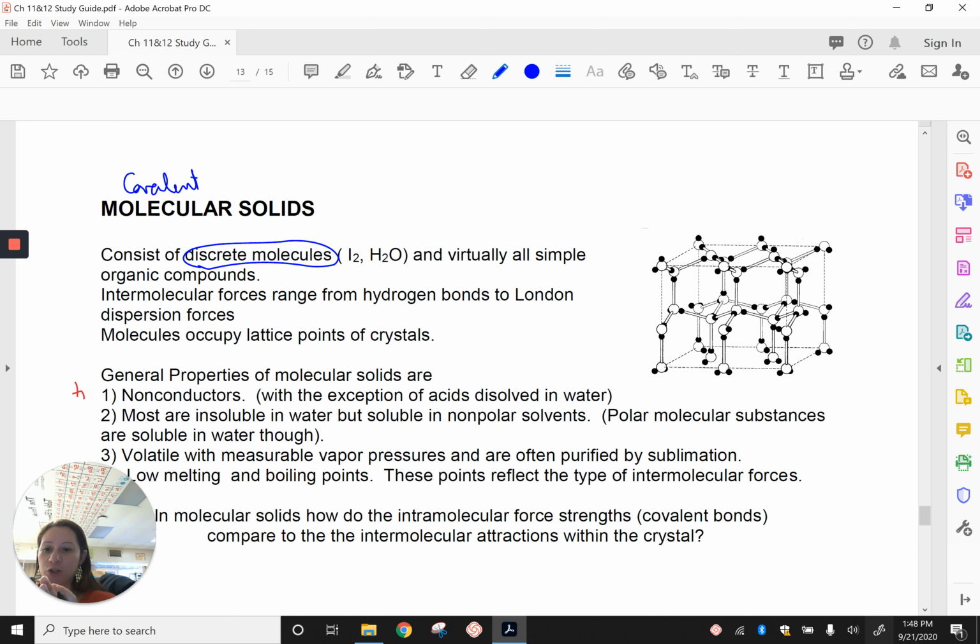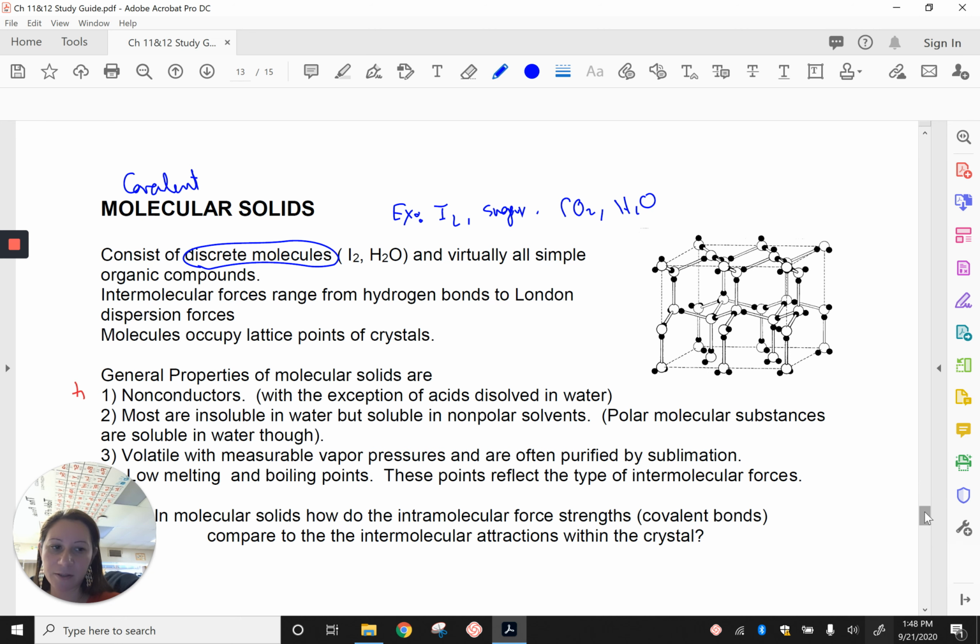The attractions that hold the crystal together are your regular intermolecular forces, which range between hydrogen bonding, London dispersion, or dipole interactions. So those are your attractions that hold the crystal together. We already said molecules occupy lattice points, and some examples would be I2, like we said, sugar, CO2, water, obviously those in the solid form.